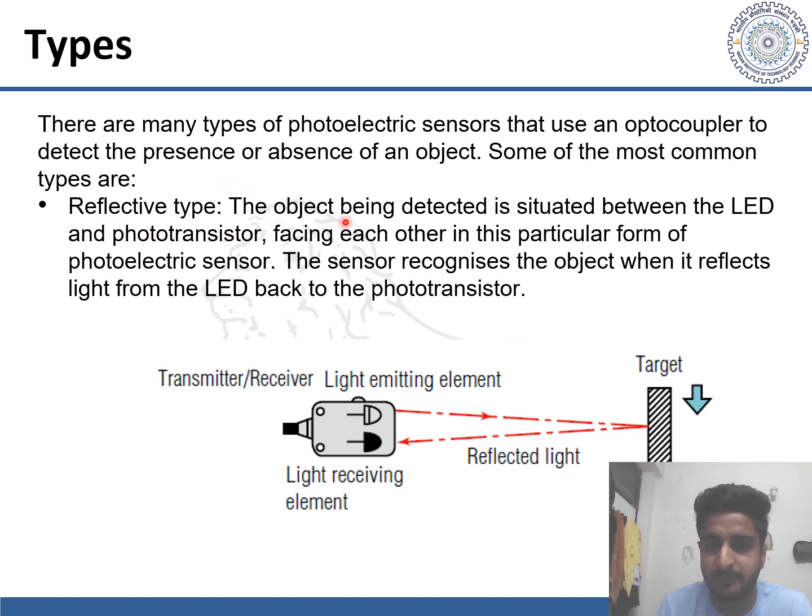So in this type, the object being detected is situated between the LED and the phototransistor facing each other in this particular way. The sensor recognizes the object when it reflects light from the LED back to the phototransistor.